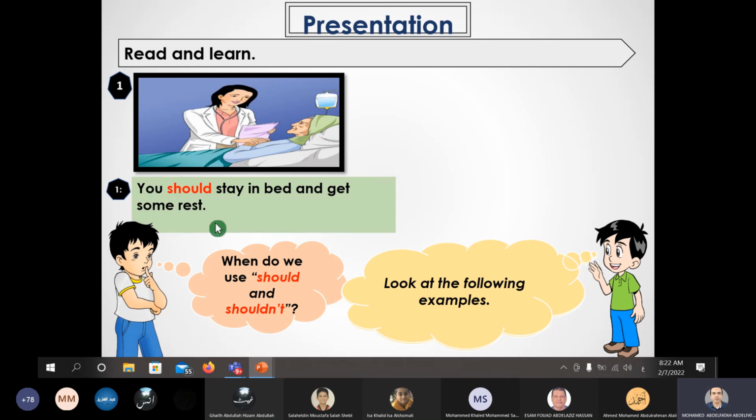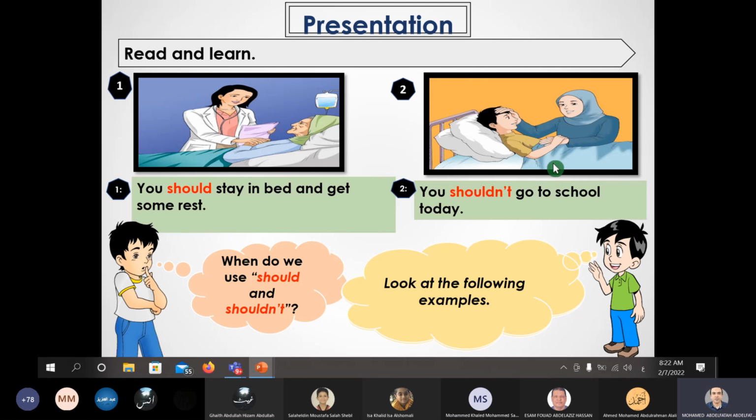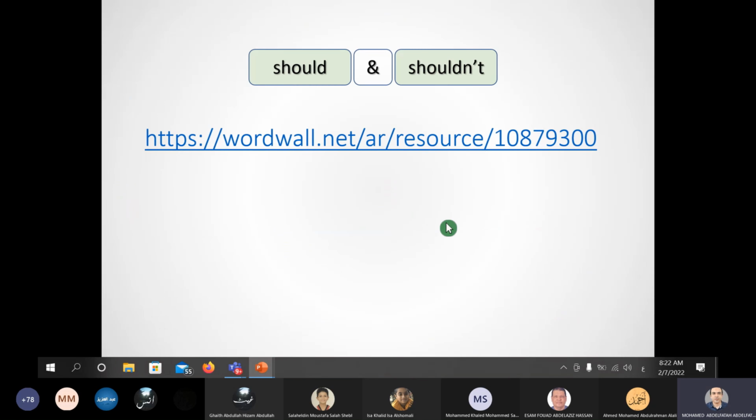Let's have another example. Look here. We have got a boy. He is in bed because he feels sick or he is ill. His mother says to him, you shouldn't go to school today. Should and shouldn't is used to give advice.